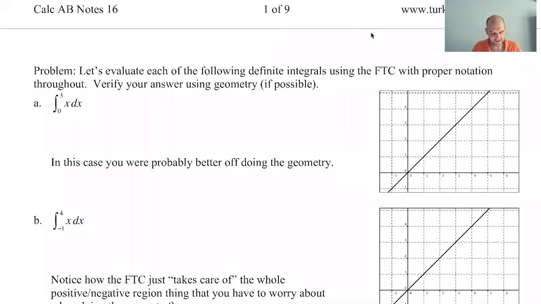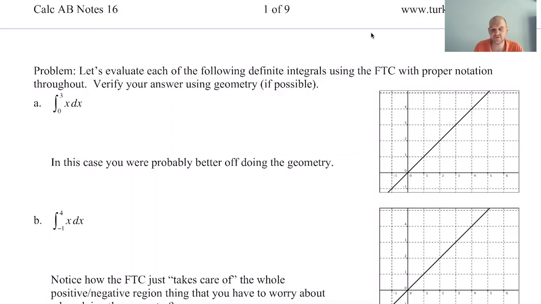All right, we're back. We're on page 2 of note 16. We're talking about applying the fundamental theorem. It's a big deal. And so on this page, we're going to evaluate using the fundamental theorem with proper notation. So notation is a big deal in calculus. And then we're going to verify using geometry if possible.